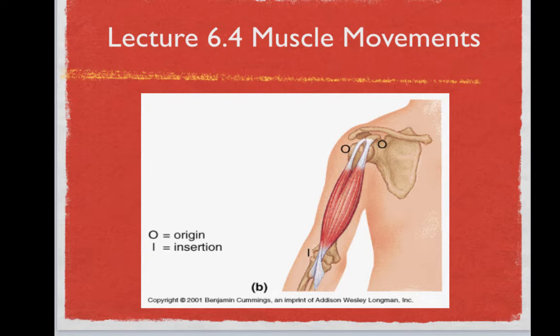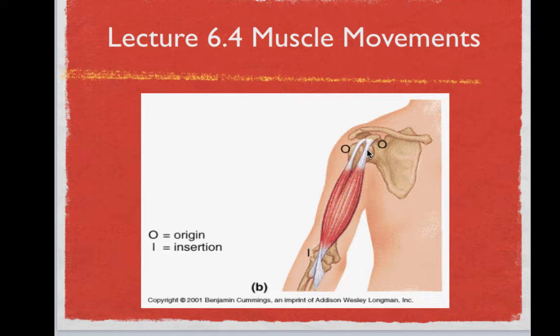This is lecture 6.4. It's all about muscle movements, different types of muscle movements, and how muscles actually cause the skeletal system to move. This first picture shows a bicep muscle, and you can see some important things in this picture. There are tendons at either end of the bicep connecting muscle to bone. There are two attachment points up top here.